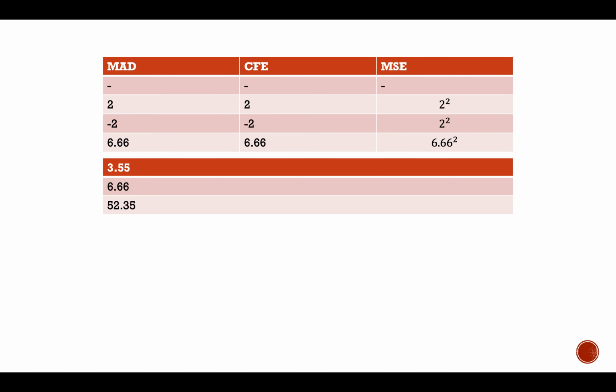And the question was, what would be the best in the case of over forecasting? And so if you move on to the next slide, you can see that 6.66 was the better answer, and that happens to be in the CFE category.